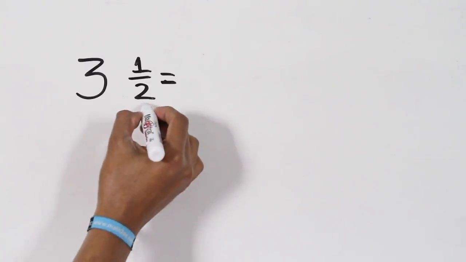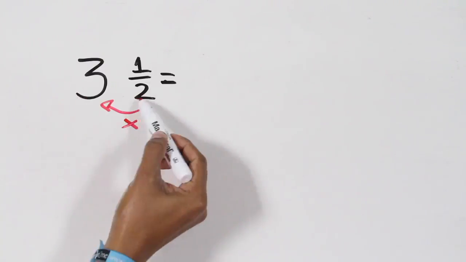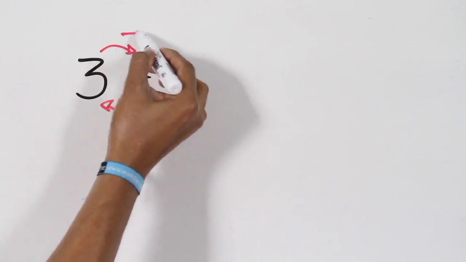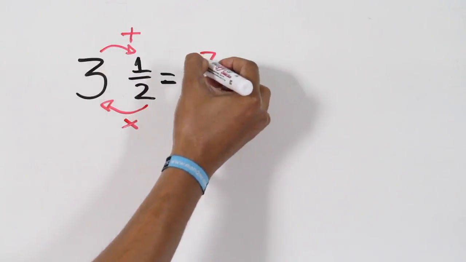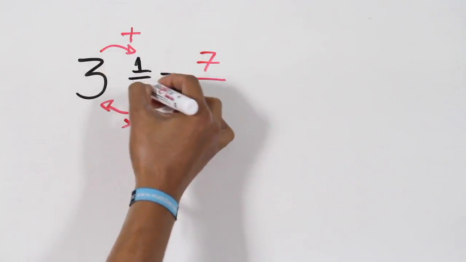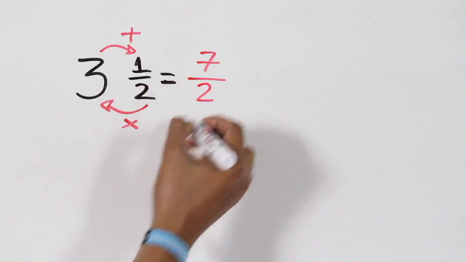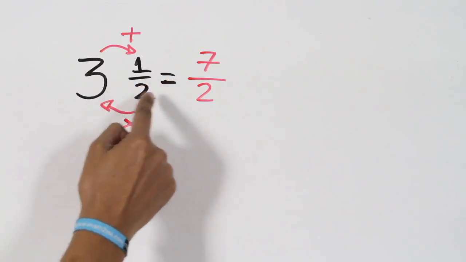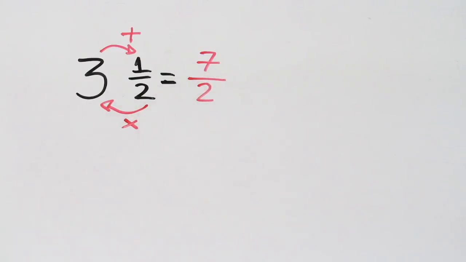In this case, it means 2 times 3 equals 6, plus 1, and this is how we get 7. And we keep the same denominator in the improper fraction. So 3 and 1 half equals 7 halves.